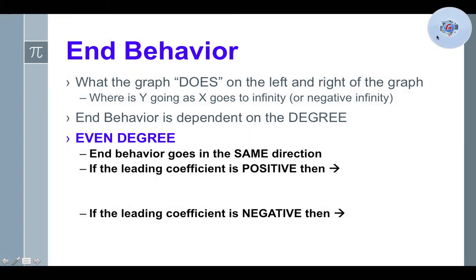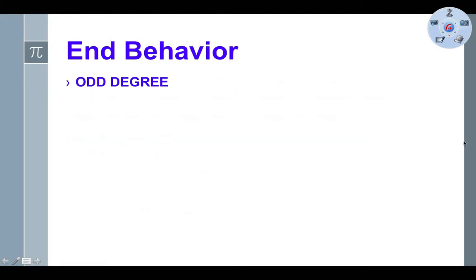So if we were to look at the odd degree, being 1, 3, 5, 7, 9, those types of numbers, an odd degree has an end behavior that goes in opposite directions.